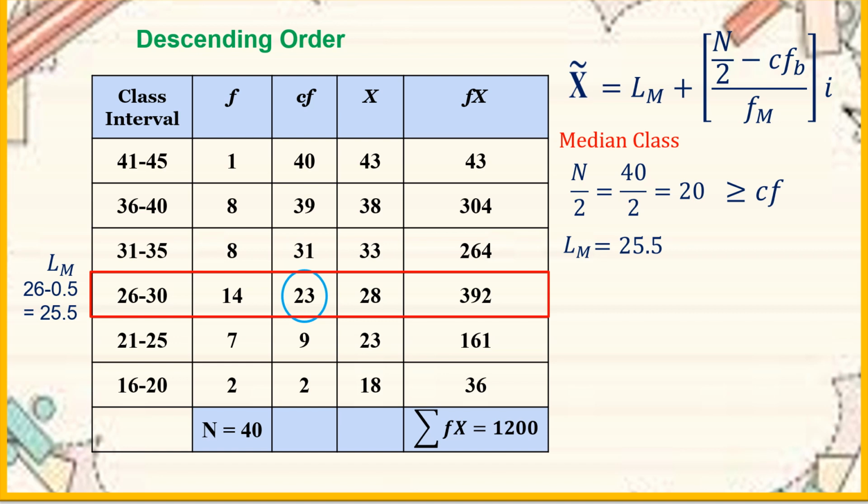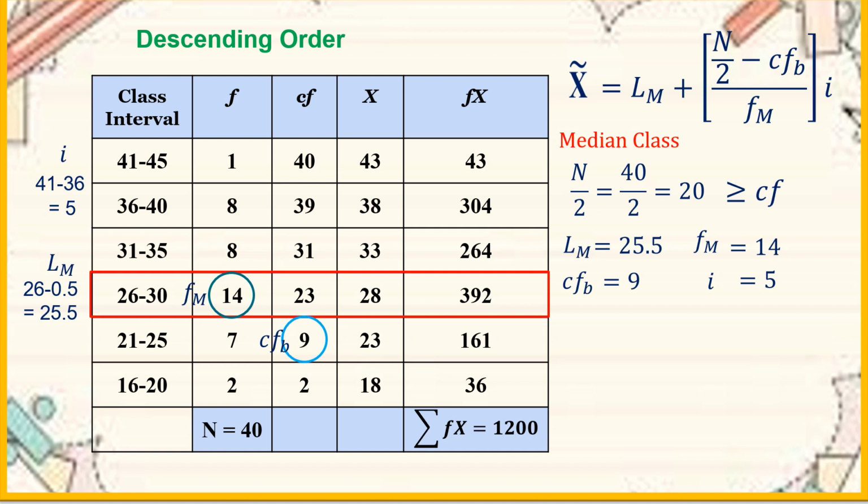So our LM would be equal to 25.5. And then we are going to have our CFB. CFB is the CF below our median class, which is equal to what? Correct, it is equal to 9. So CFB is equal to 9. And our FM, the frequency of the median class, is equal to what? Correct, it is equal to 14. So FM is equal to 14. And what is I? A while back, it is equal to 41 minus 36, which is equal to 5. So our I is equal to 5.